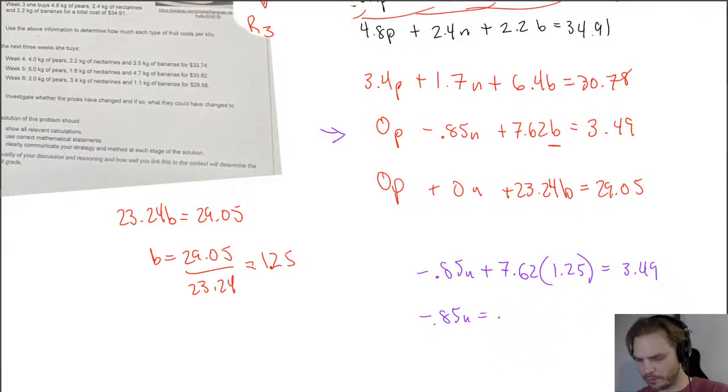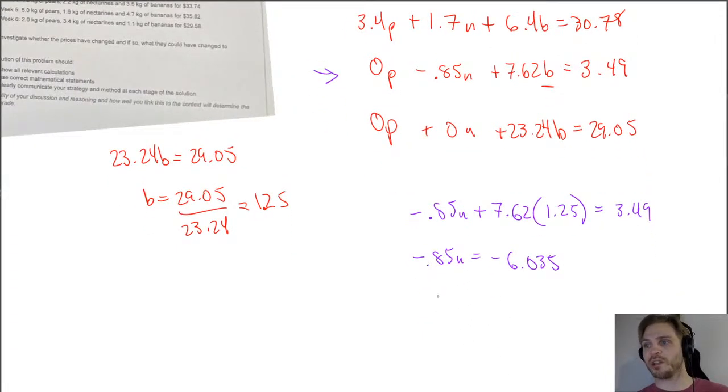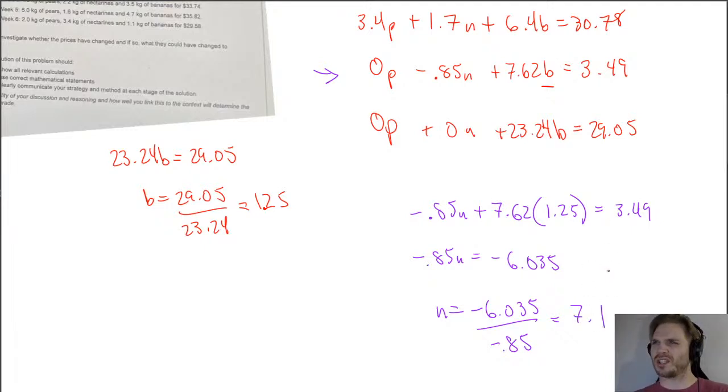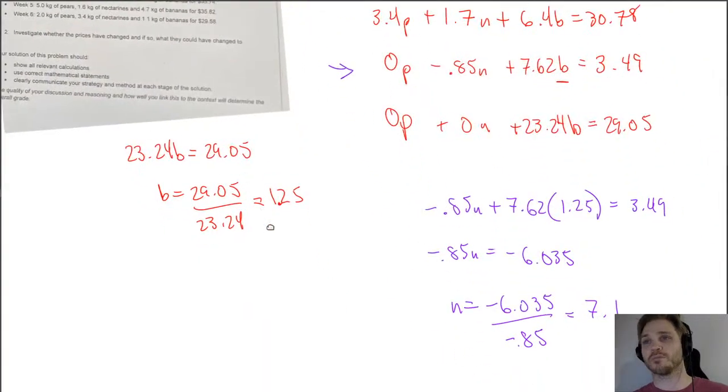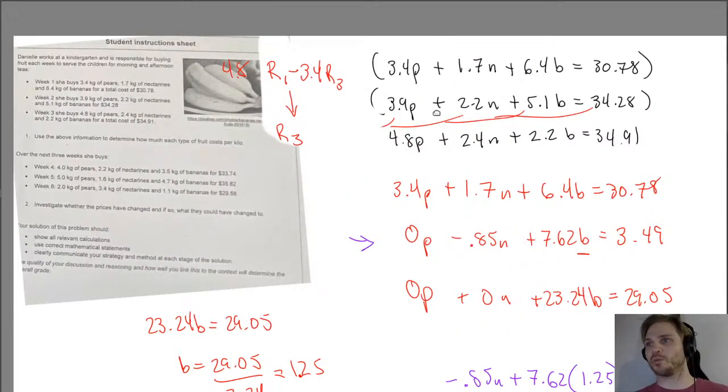negative 6.035. We're going to divide both sides by negative 0.85, not n. We want n. And we get 7.1. That's crazy expensive. What is n? Nectarines? Maybe that's true. So n equals 7.1. And then now we've got b and n, so we can find p.